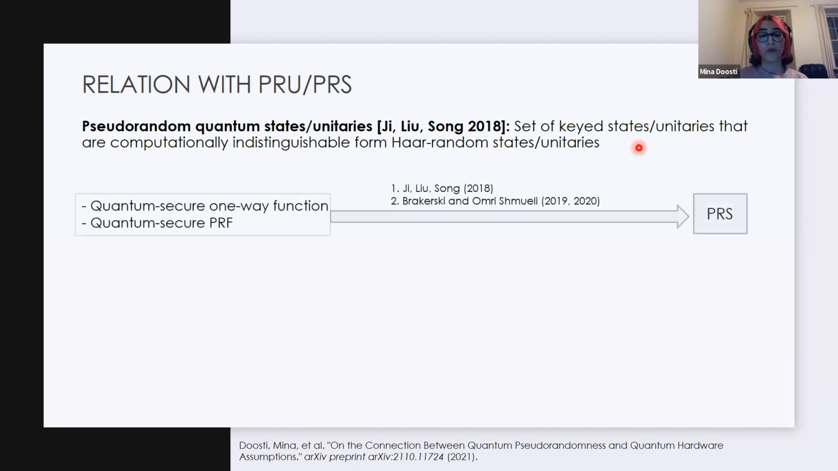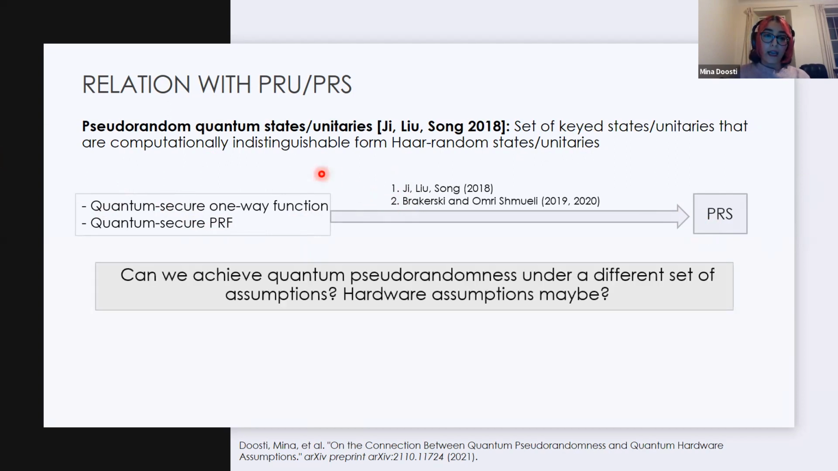And it has been shown that you can generate pseudorandom quantum states under the assumption that you have a quantum-secure PRF or quantum-secure one-way function. And this has been resolved. This result has been shown in these two papers that I show here. But then we asked, is that it? Or can we also achieve quantum pseudorandomness under a different set of assumptions, like hardware assumptions? And in this very recent work, we have studied this problem, and the answer is yes.